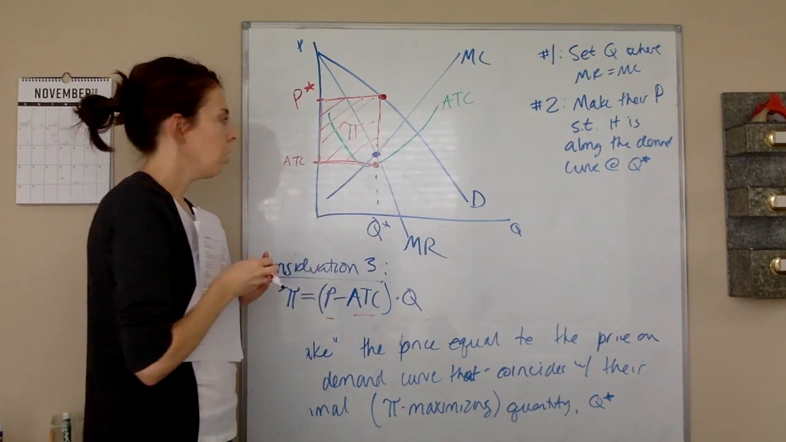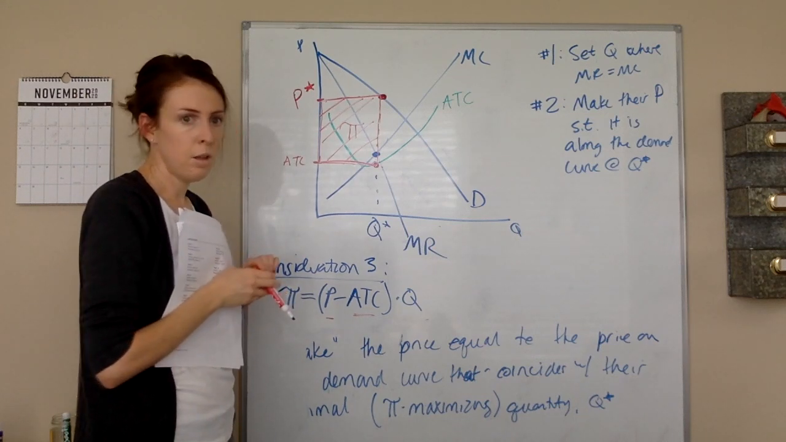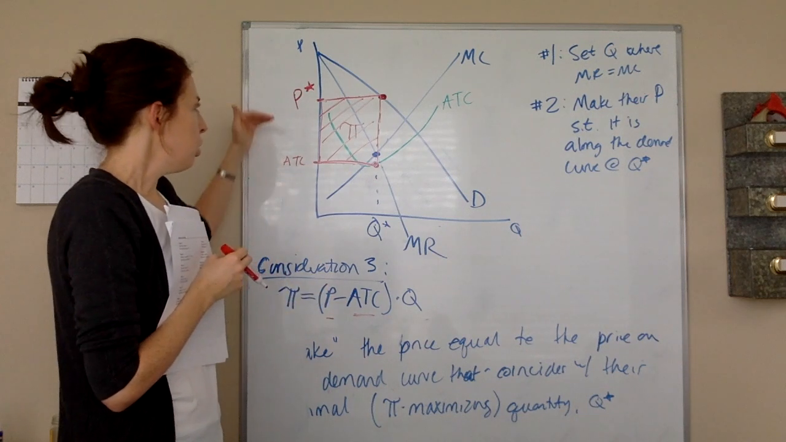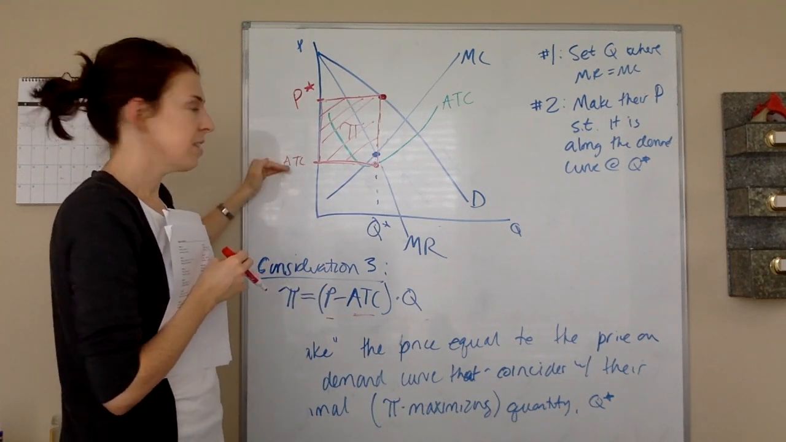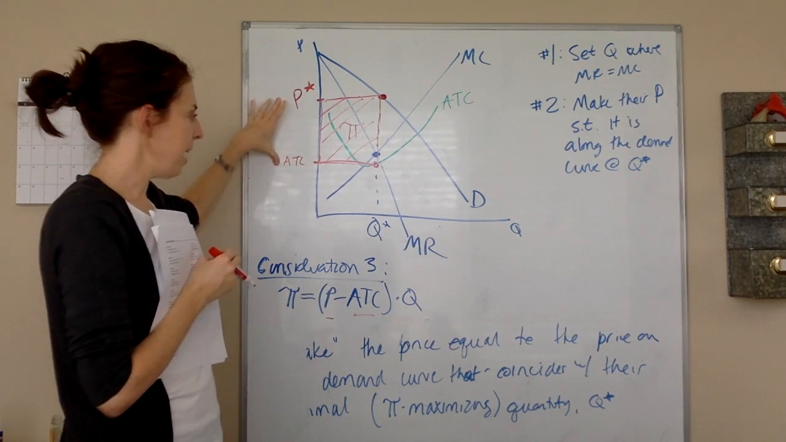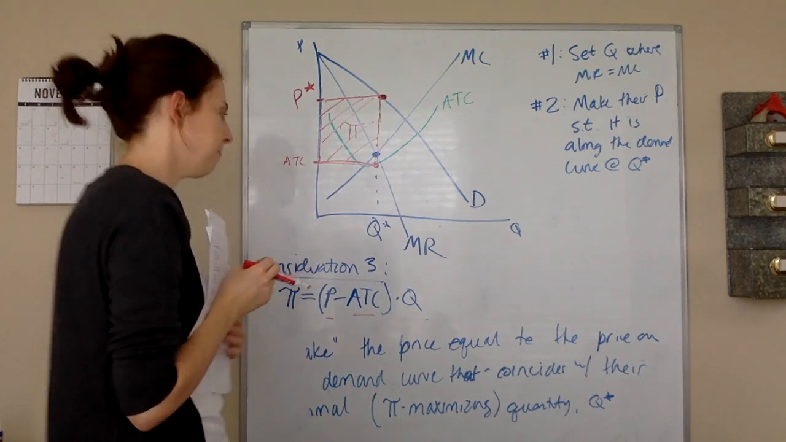Okay, this should look very, very similar to what we had going on for perfect competition because it's basically the same thing. To figure out profit, you first look at the price, you compare that to the average total cost, that gives you the height of the rectangle, and then you multiply that by the width of the rectangle, which is the quantity that they are producing.